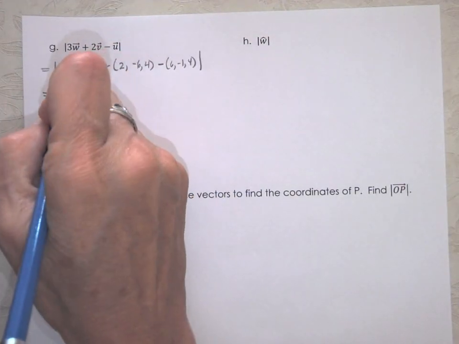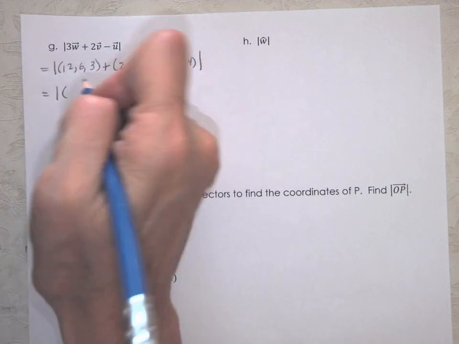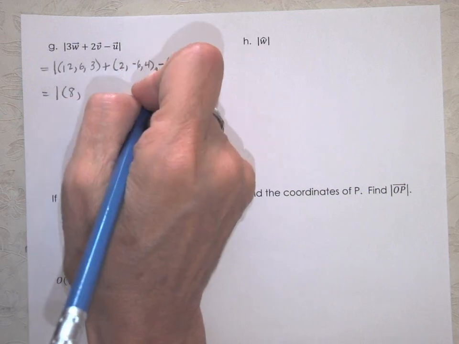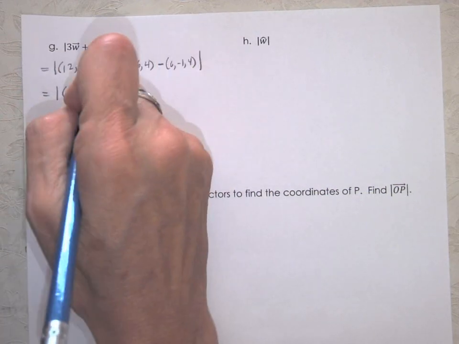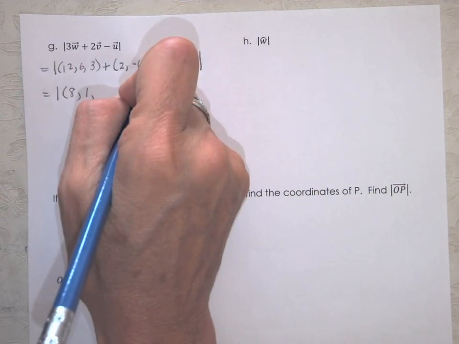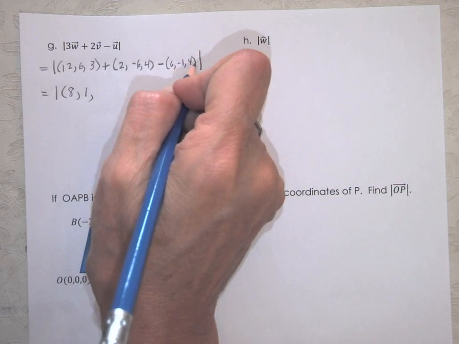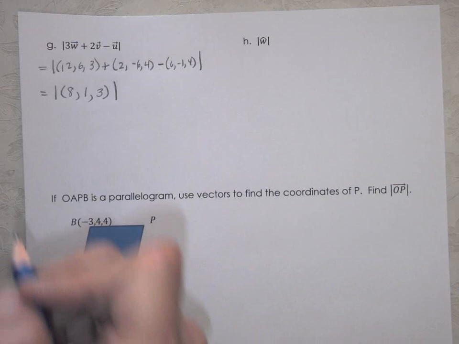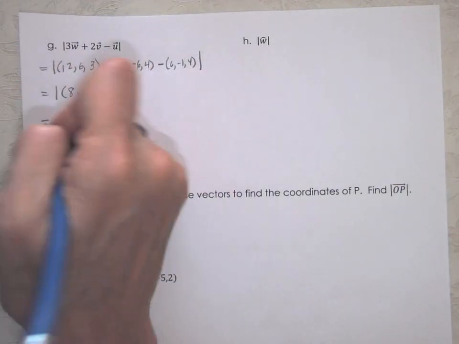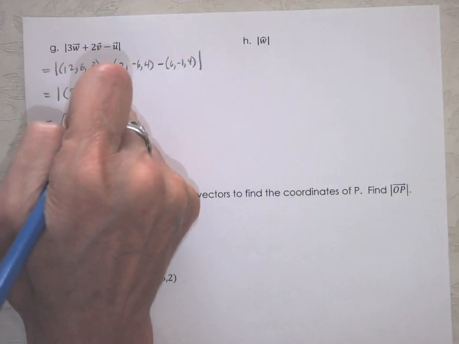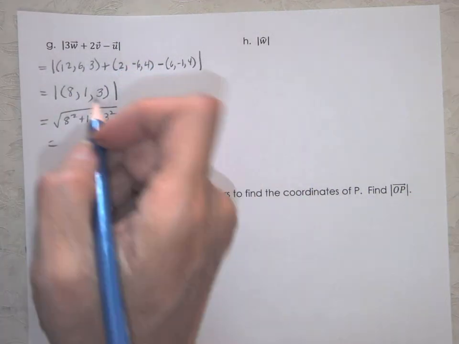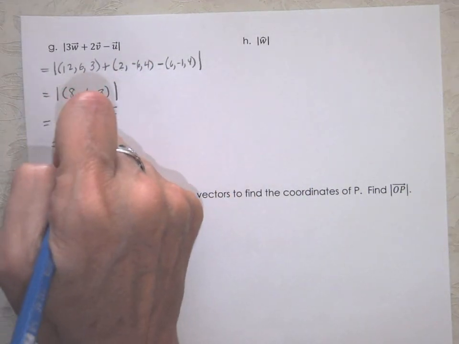So that's going to be vector 12 plus 2 minus 6 is 8. 6 and negative 6 is 0. Minus negative 1 is positive 1. 3 plus 4 is 7. Minus 4 is 3. And then we want the magnitude of that vector, so it's the square root of 8 squared plus 1 squared plus 3 squared, which is the square root of 74.